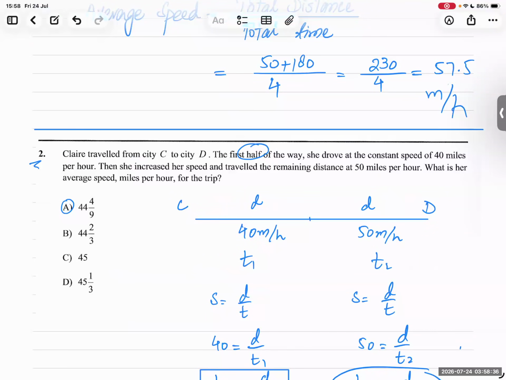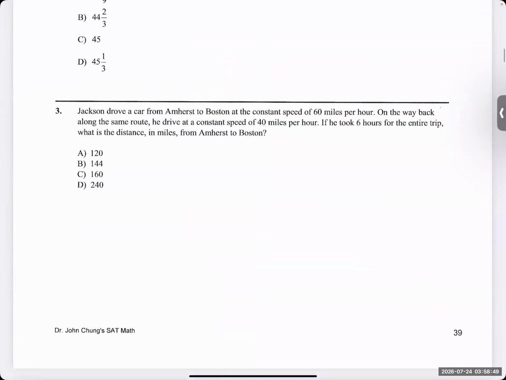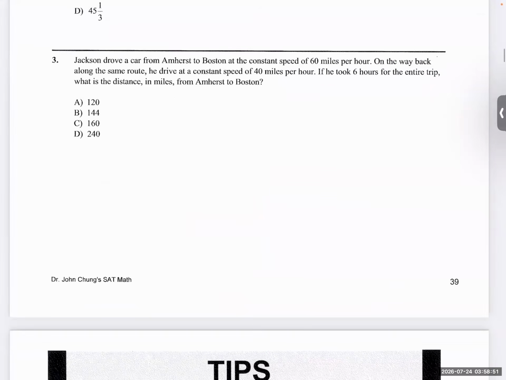Final. So in SATs, they are going to give you questions related to this, where you have to split the question into two patches and solve. Okay. Let's quickly solve the last question as well. Question 3.